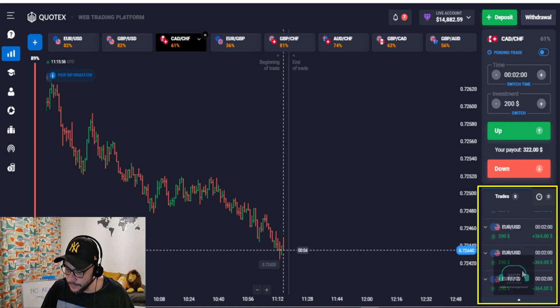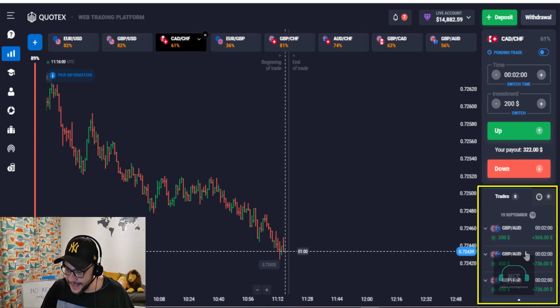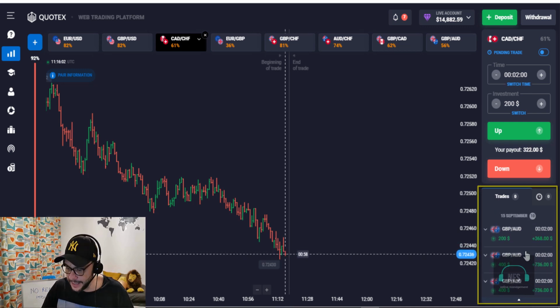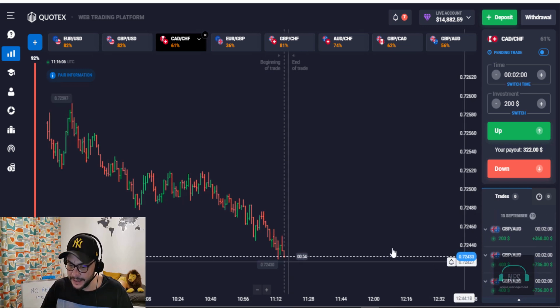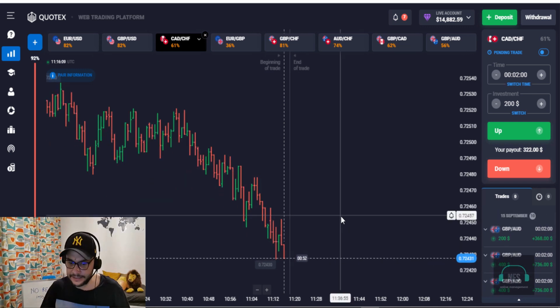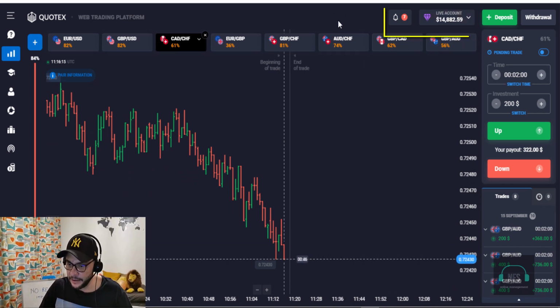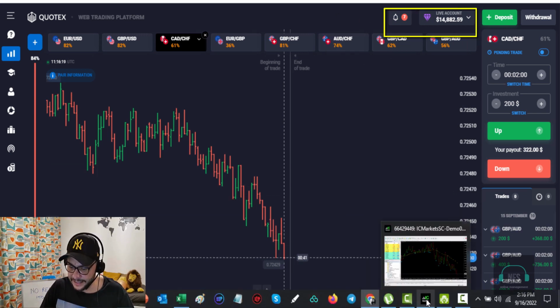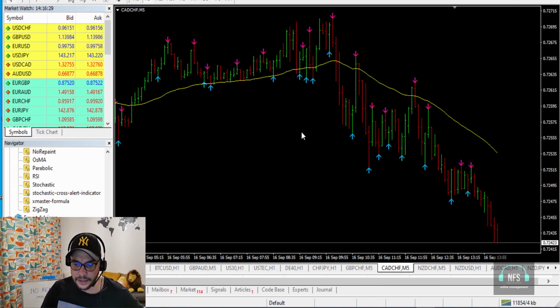And as you can see, from all 8 trades, only 2 trades are out of the money, and these trades I recovered, as you can see here, placing double trades, the martingale system which I'm using on trading binary options. And my account right now on Quotex is $14,882.